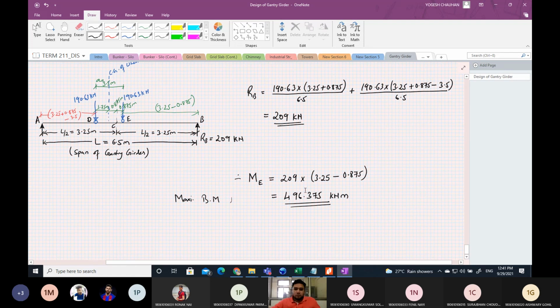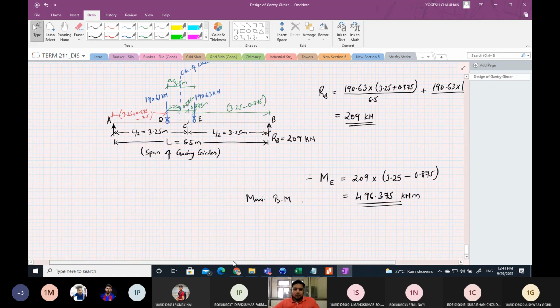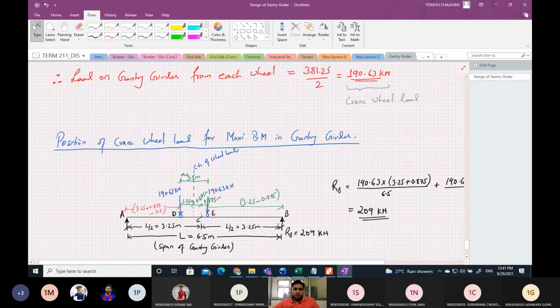Okay. So let us stop here, and in the next class we'll continue this. We'll apply the impact factor to this bending moment, and then we'll find the maximum shear force for the position of the wheel load which gives the maximum shear force in the gantry girder. That will continue in the next class. If you have any doubt, we can discuss now.